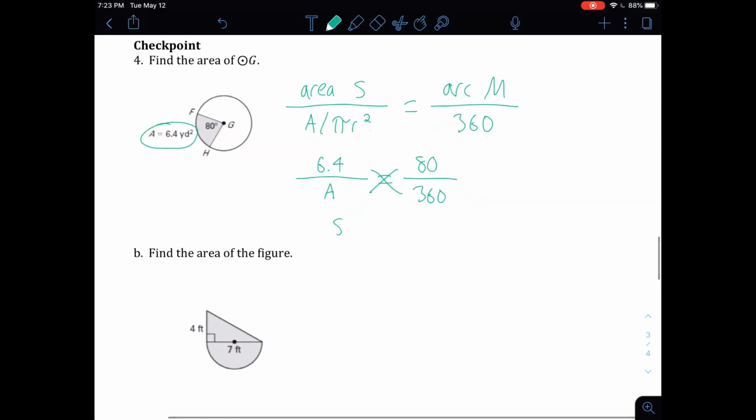We're going to get 80A equals 2,304. So A is going to be approximately 28.8 yards squared.